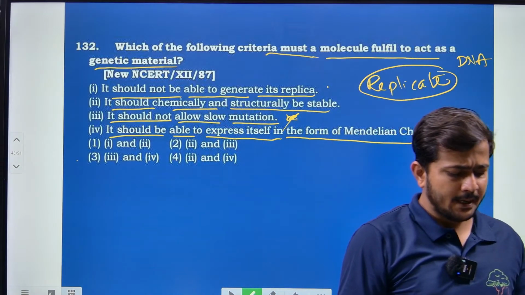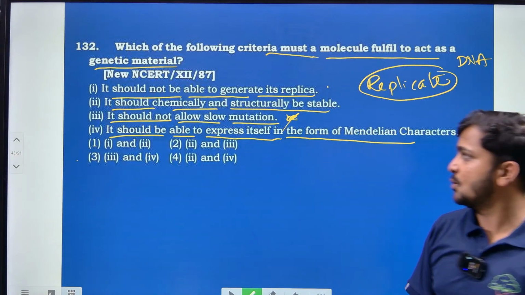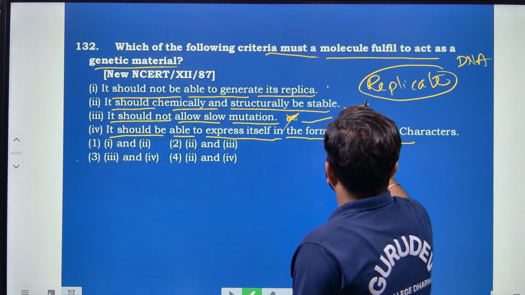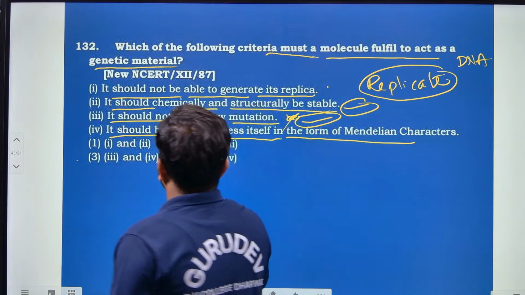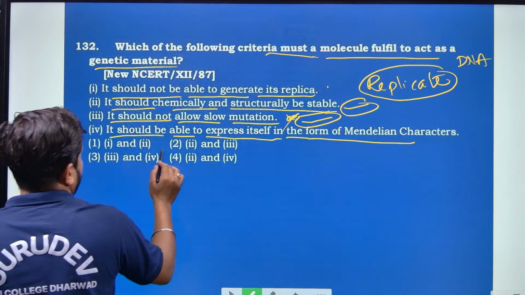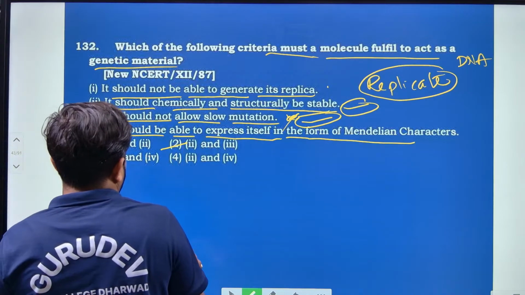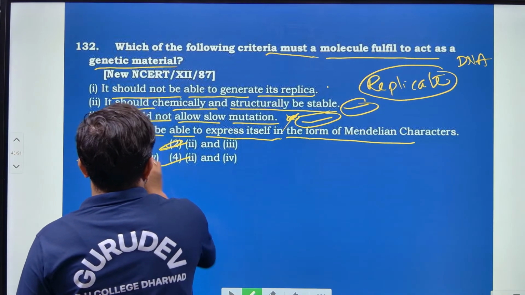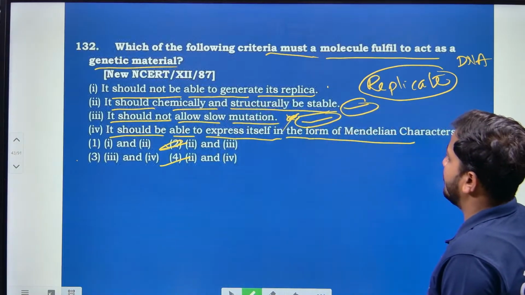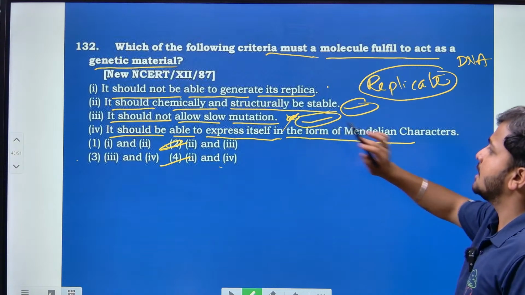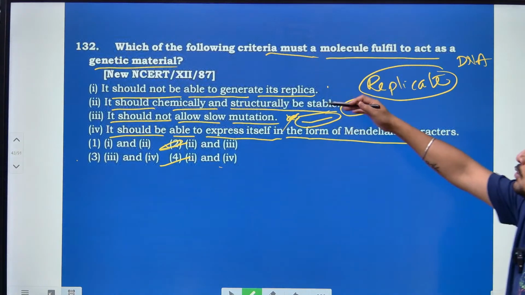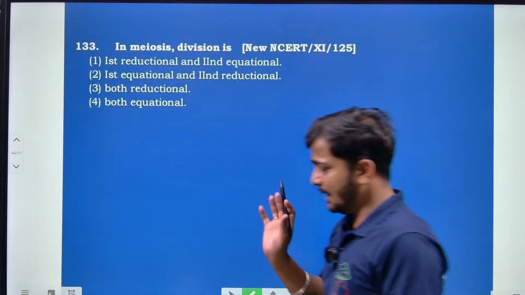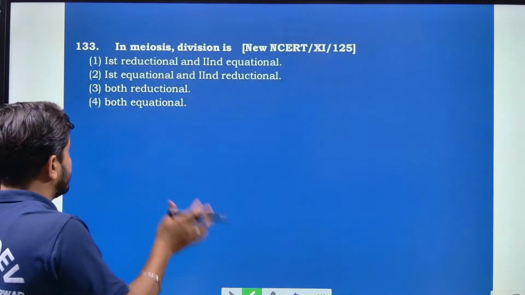So majorly, it should be chemically stable and allow slow mutation. So these are the two characters. According to this, options 2 and 3 are correct. So option 2 is correct here, right? So majorly, sorry, option 4 is correct, because it should be able to express itself in the Mendelian form. So answer 4 is correct, because we have to compare based on that only, to understand a better genetic material and which one is actually the criteria for selecting it.